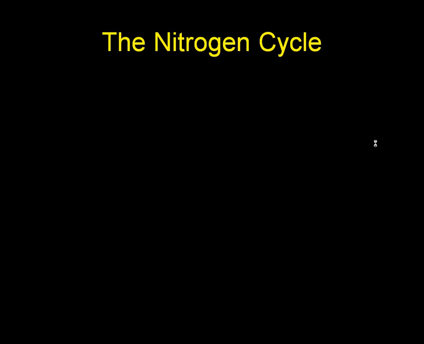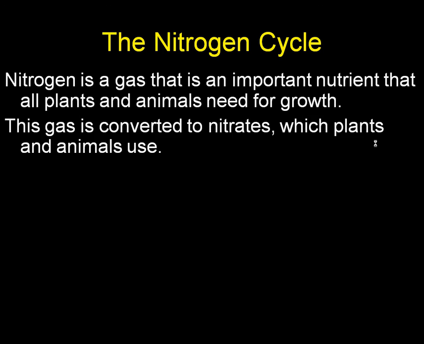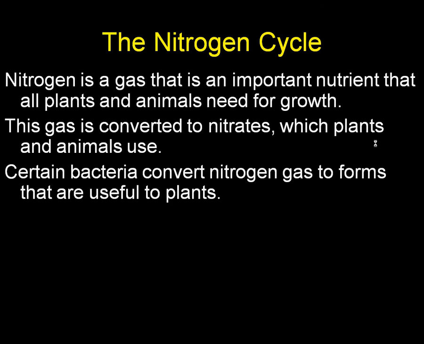The nitrogen cycle, last one we're going to look at for this video, is, well, first of all, nitrogen is a gas that's an important nutrient for all plants and animals. They need it for growth. This gas is converted to nitrates, which plants and animals can actually use. There are certain bacteria that convert nitrogen gas to forms that are useful for plants.